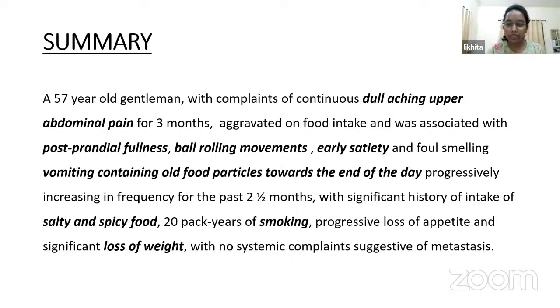Yes, sir. Towards the end of the day, he already has some of the food which had remained from the morning meal, sir. Is it going into the stomach, or is it coming out before reaching the stomach itself? Because he had old food particles which he had taken in the morning, sir. Even that was there in the vomiting. So I would consider that it was not immediately after the intake of food.